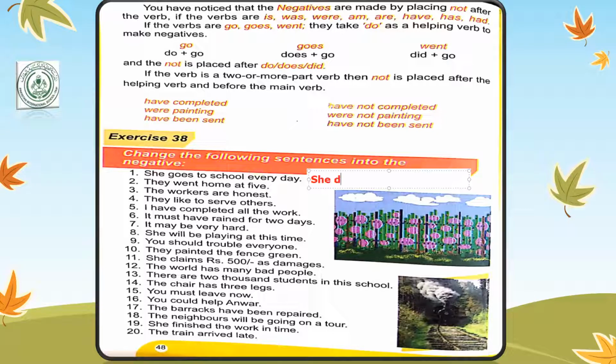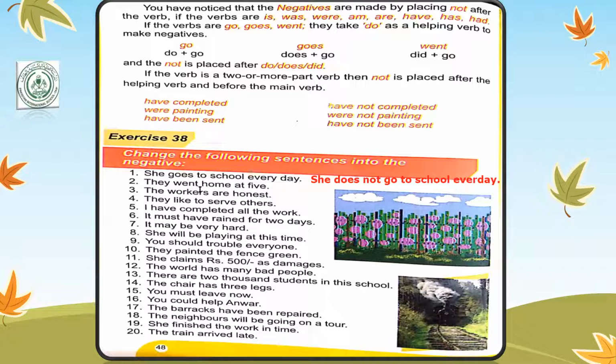She does not go to school every day. Very easy. She does not go to school every day. She goes to school. This is present simple tense, and to change it you have to put only does, because this is third person singular. But if there is I go to school every day, you will say I do not go to school every day. Okay. Then we have they went home at 5.